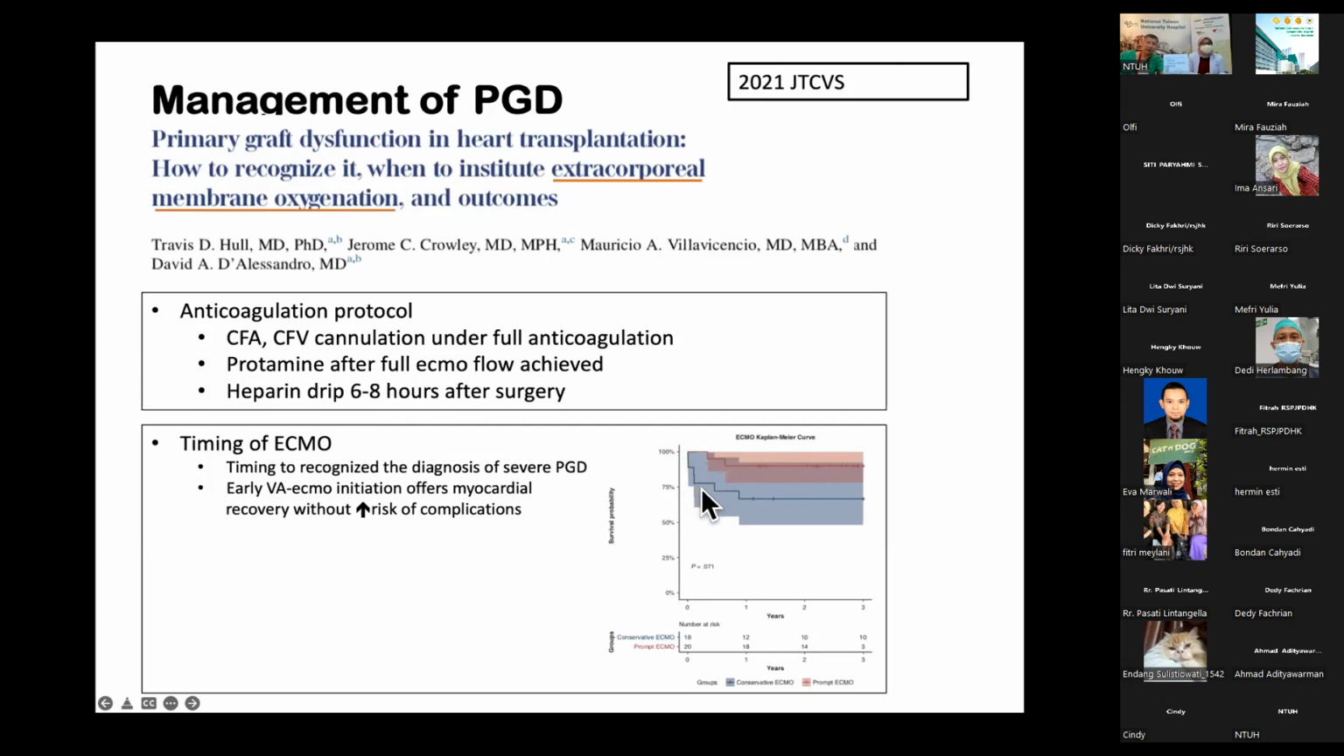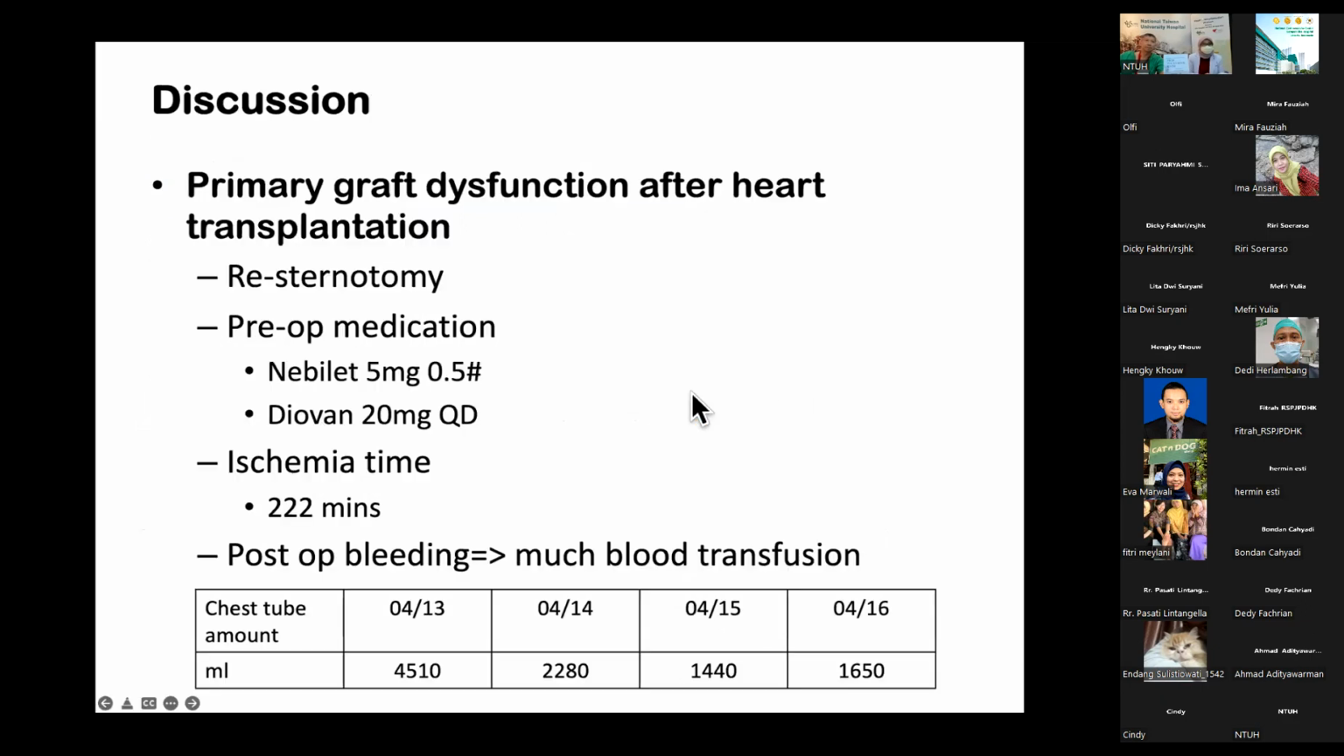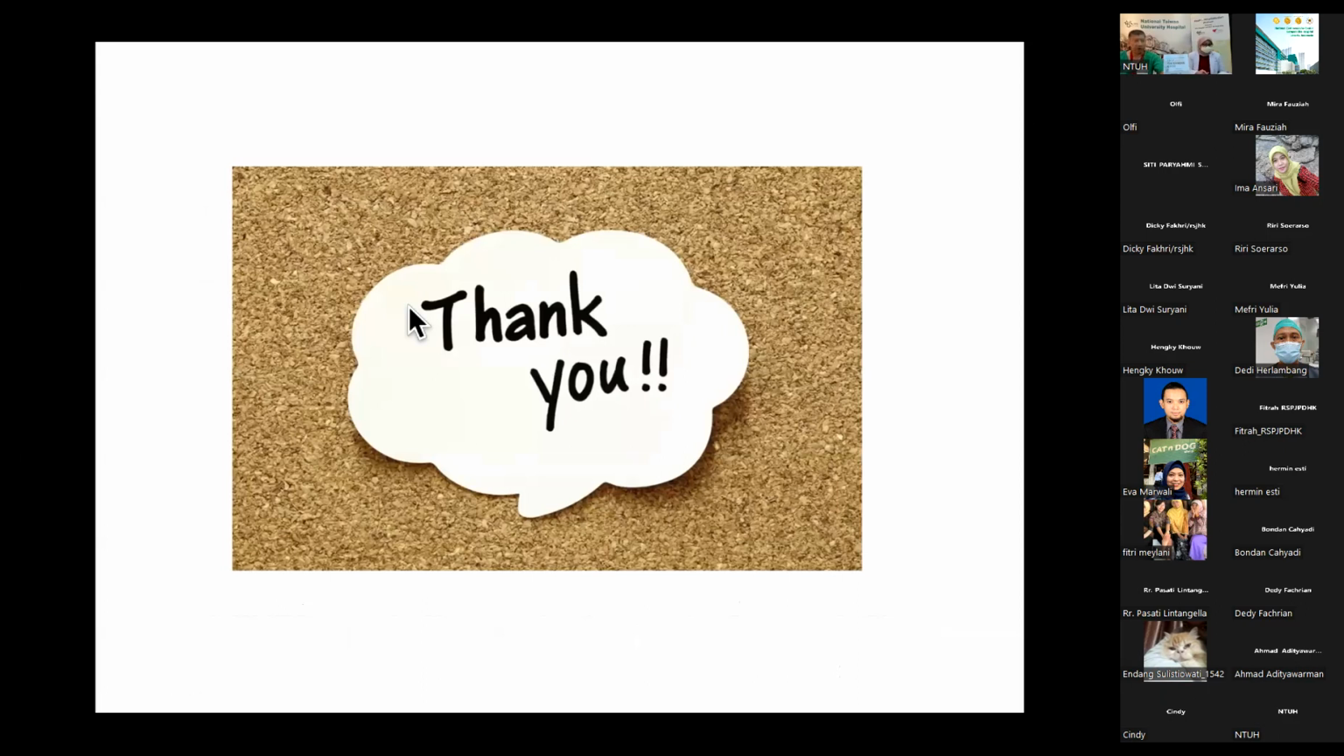This is the late ECMO. This is the prompt ECMO. So there are some differences, even though the statistics are not significant. Okay, that is the paragraph. We must talk about the reentry. I think that's all I have now.